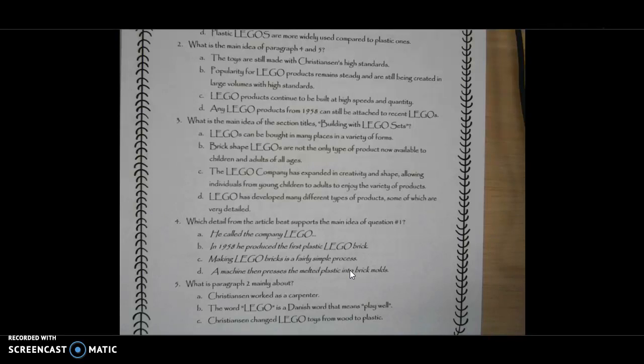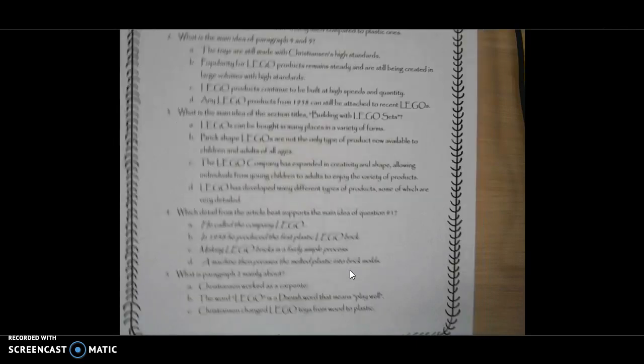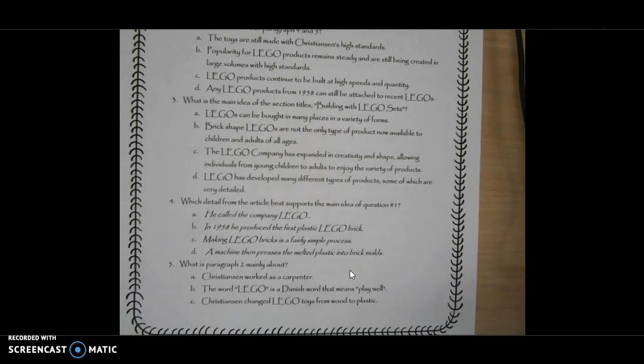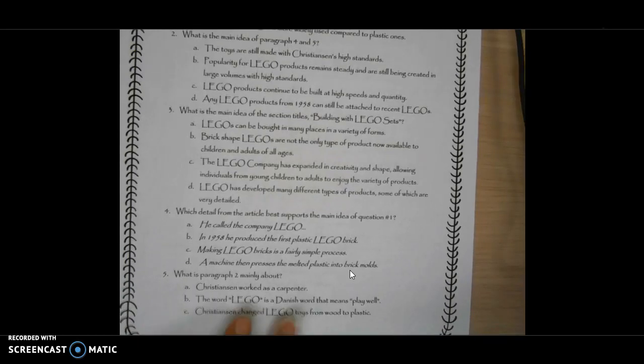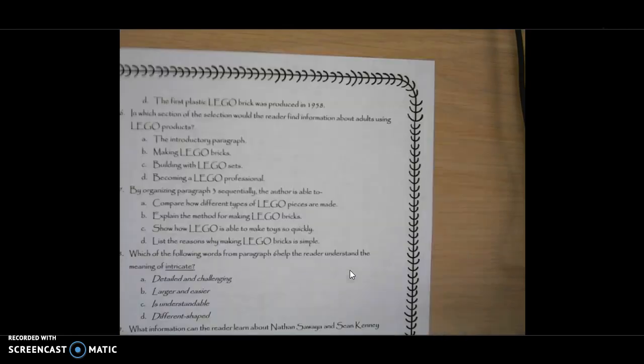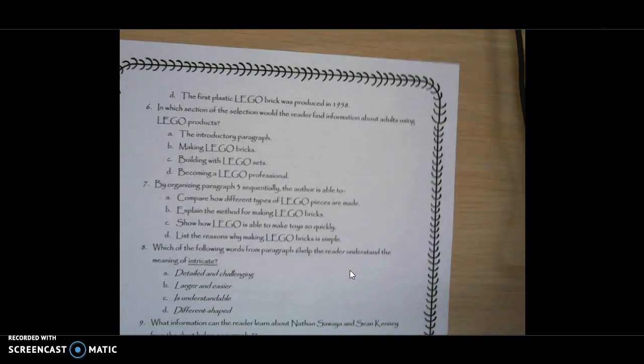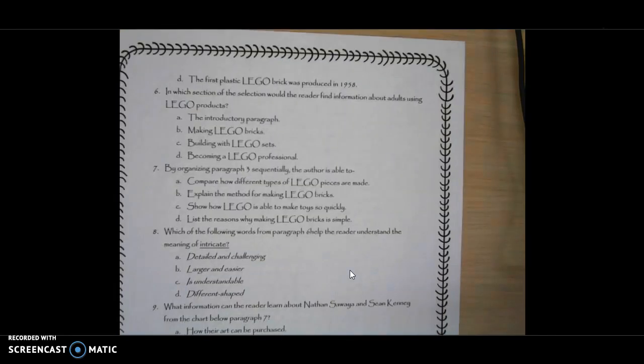5. What is paragraph 2 mainly about? A. Christensen worked as a carpenter. B. The word Lego is a Danish word that means play well. C. Christensen changed Lego toys from wood to plastic. Or D. The first plastic Lego brick was produced in 1958.